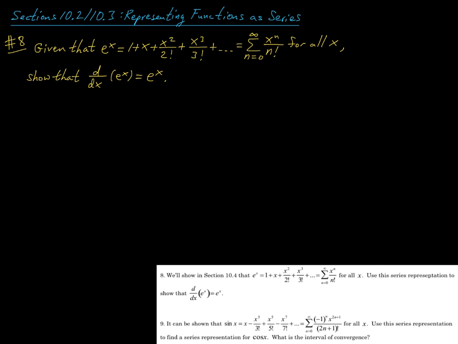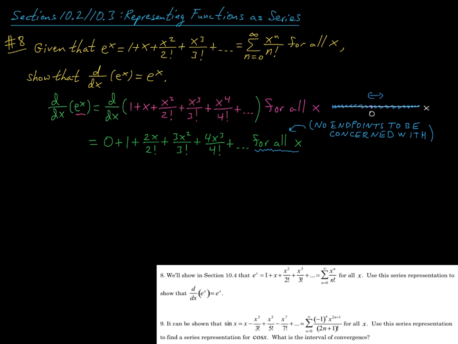Now it says, use this series representation to show that the derivative of e to the x is equal to e to the x itself. Now this is a fact we know from Calc 1 and Calc 2. And we're here going to derive this fact by differentiating this series term by term. So we can start out by noting that since e to the x is equal to this series for all x, if I want to differentiate e to the x, I can differentiate this series term by term. And so we can go ahead and do that.